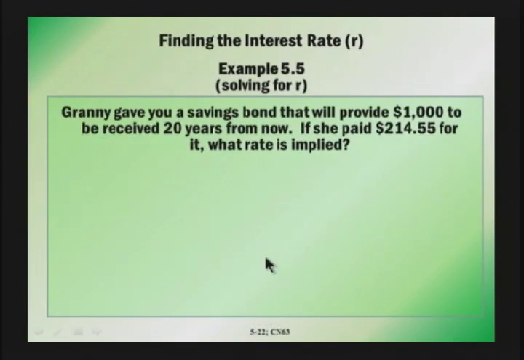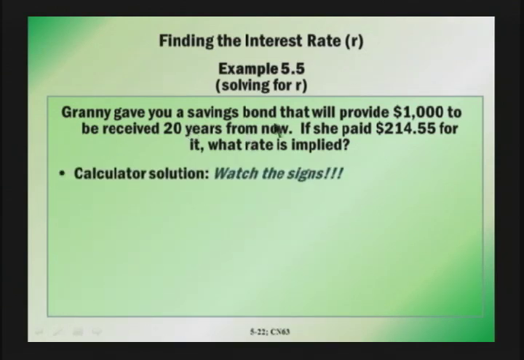Now, let's learn how to solve for an interest rate. In this case, Granny gave you a savings bond that will provide $1,000 that you're to receive 20 years from now. So you'll get the $1,000 at the end of the investment. That will be a future value. She paid $214.55 for it up front. If 20 years elapse, what rate has been earned on that $214.55 to grow it into $1,000?